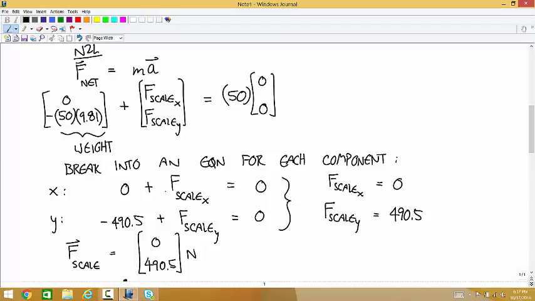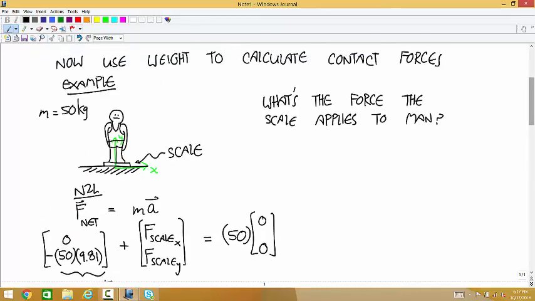Where did the minus 50 times 9.81 come from? Okay, so here's what we know. We've chosen this coordinate system with x-axis horizontal and y-axis up, okay? And here's what we know about the weight. We know that it has a magnitude of mg, so we know it has a magnitude of 50 times 9.81, or 490.5. And we know it acts down, because that's what weight does. It just acts down towards the center of the Earth.